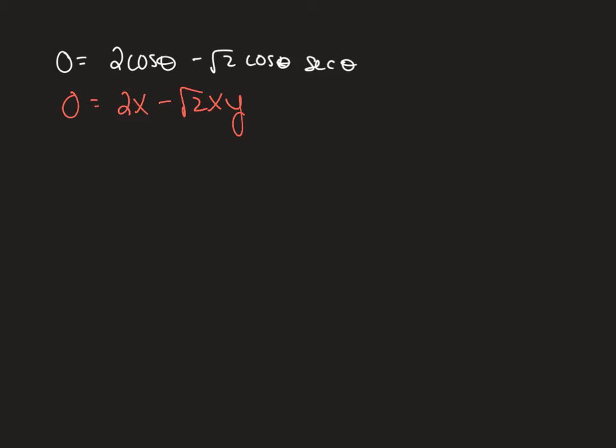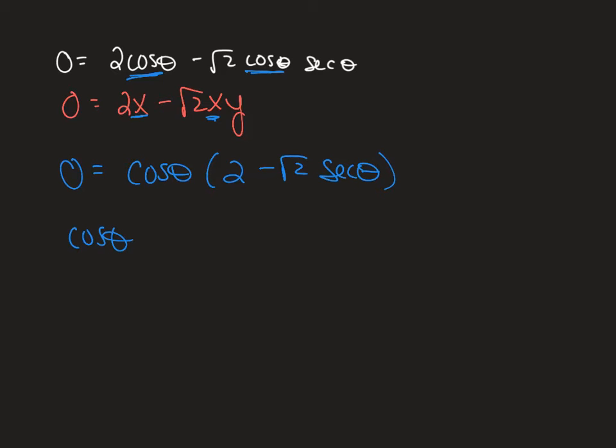The other way, of course, is to actually just leave the trig alone and factor out a cosine. But again, if I was working with just the algebra, I'd be factoring out an x. So when I do this, I've got 0 equals cosine theta out front times 2 minus radical 2 secant theta. So I have cosine theta equals 0. And then I will have 2 minus radical 2 secant theta equals 0. So then secant of theta is going to be 2 divided by radical 2, right?